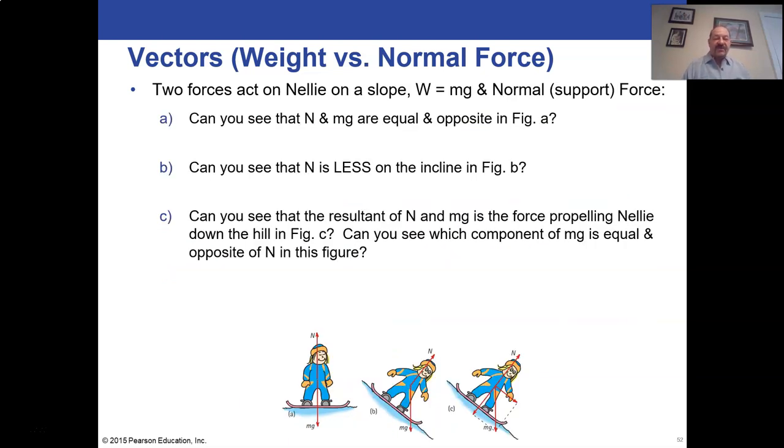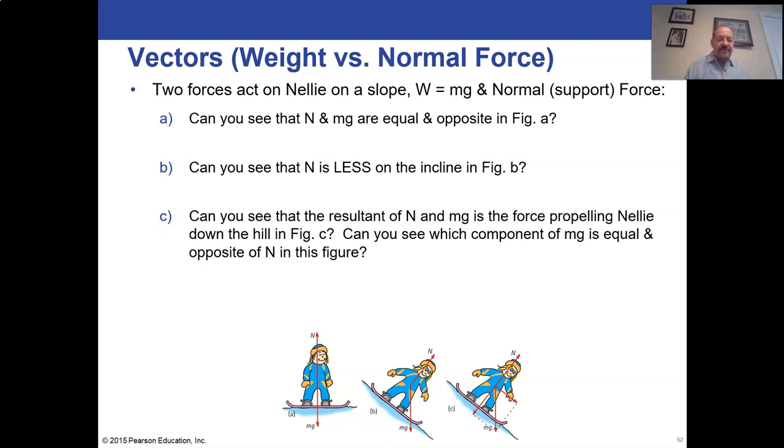All right, 2 forces act on Nellie on a slope. The weight, which is W equals mg, and the normal force, N. Can you see that N and mg are equal and opposite in figure A? So in figure A, the arrows are supposed to be pointing from the center of her body. So you can see if you start from the center of her body, the arrow down, the weight, is exactly equal to the arrow up, the force of the ground against her body pointing up. Yes, the arrow should start from the ground, but it's a force on her body, so we start it from the body. And that might be a little confusing to you as well.